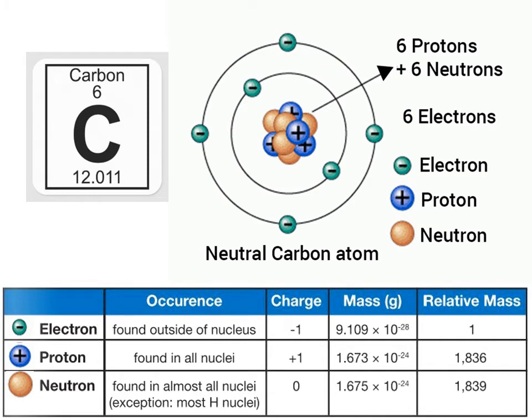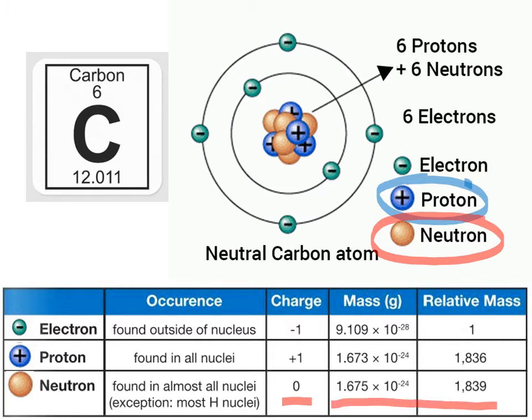We've already seen that atoms contain a nucleus with positively charged particles called protons. But there are also other particles in the nucleus called neutrons, and as their name suggests, they don't have a charge. In other words, they're neutral. But they do contribute towards the overall mass of the atom.